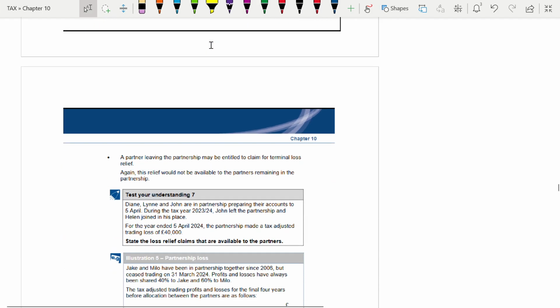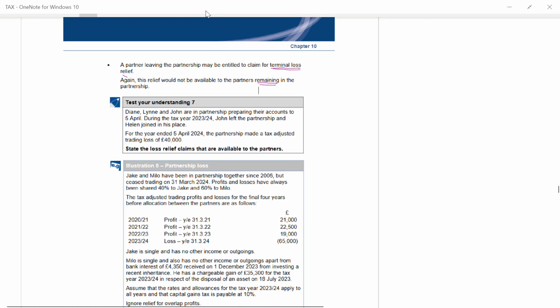A partner leaving the partnership will have terminal loss relief, which we have studied. Again, this relief will not be possible for those who are continuing in the business. For them it is not available.